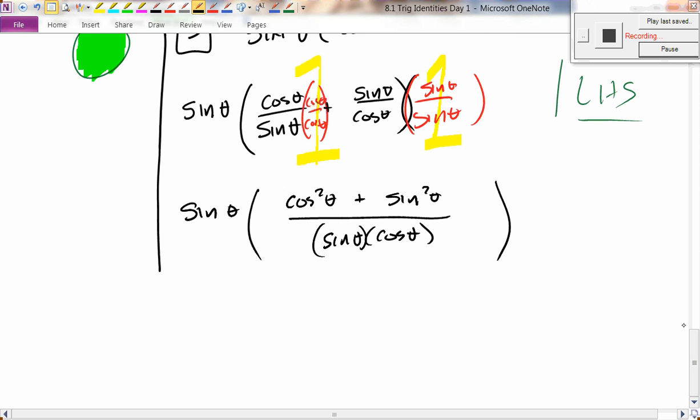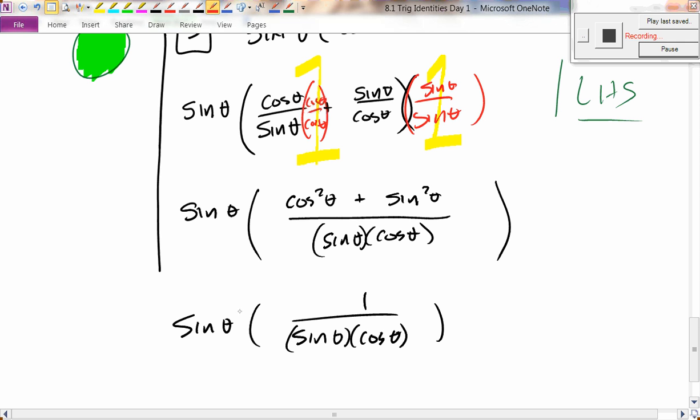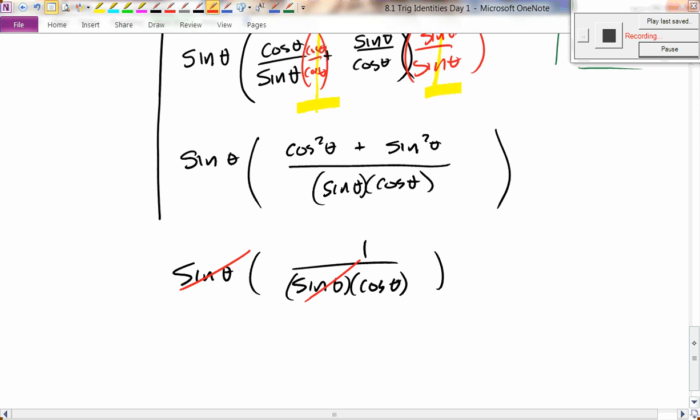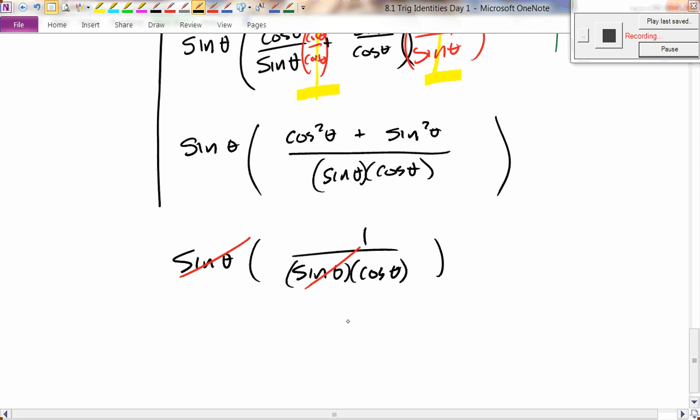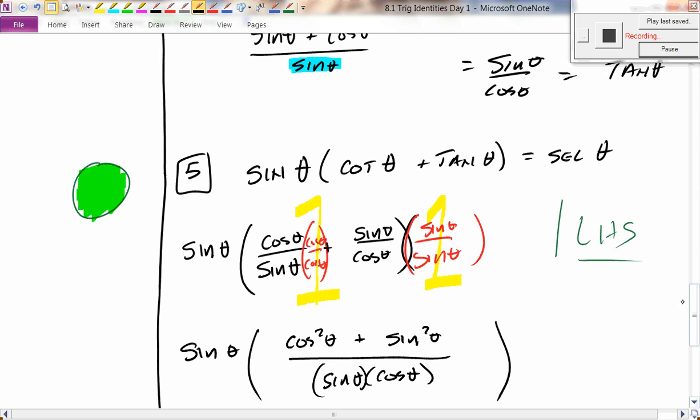Sine squared plus cosine squared is 1. So this is going to be 1 divided by sine theta. And you can cancel that out. And then she says you can cancel these out. What's that leave you with? 1 over cosine, which is secant of theta, which is what you were supposed to find on the left-hand side. Check that out.